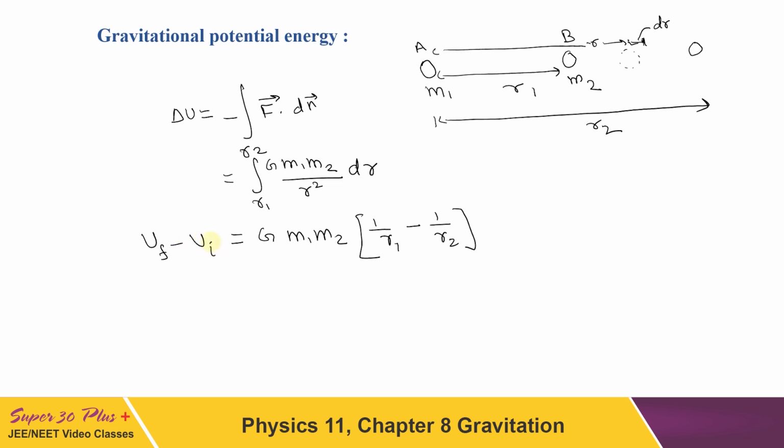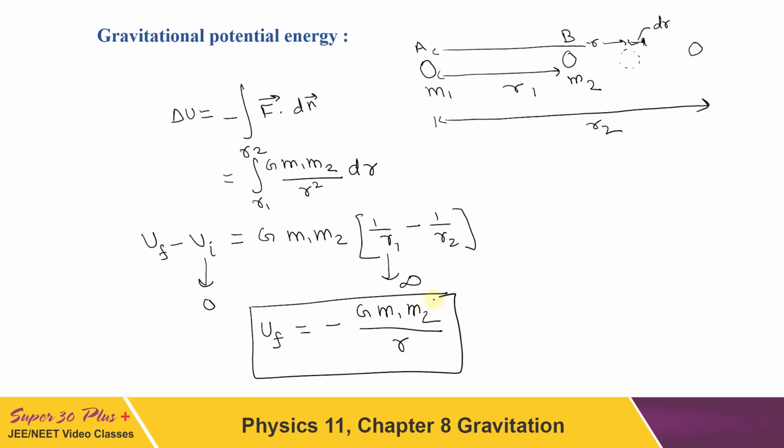Now what if we consider the initial potential energy to be 0? So this term will be 0, and we assume that at infinity the potential energy is 0. So if we take infinity as a reference, then r1 can be put as infinity, and we will get finally U to be equal to minus G m1 m2 upon r. This is how potential energy is defined for a system consisting of two particles m1 and m2.